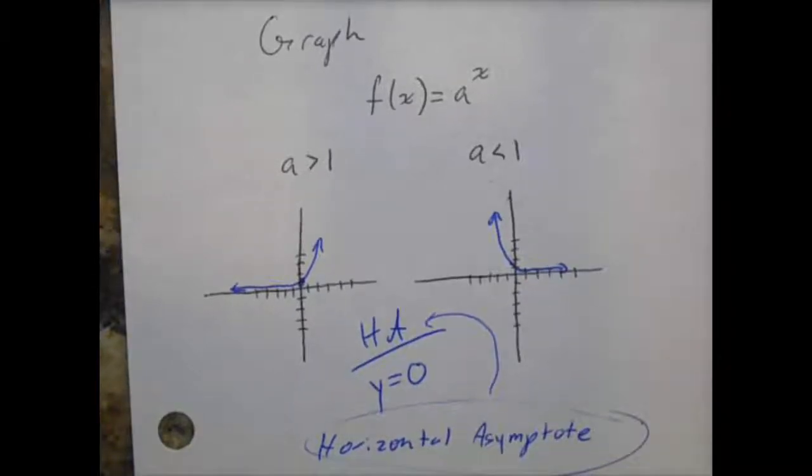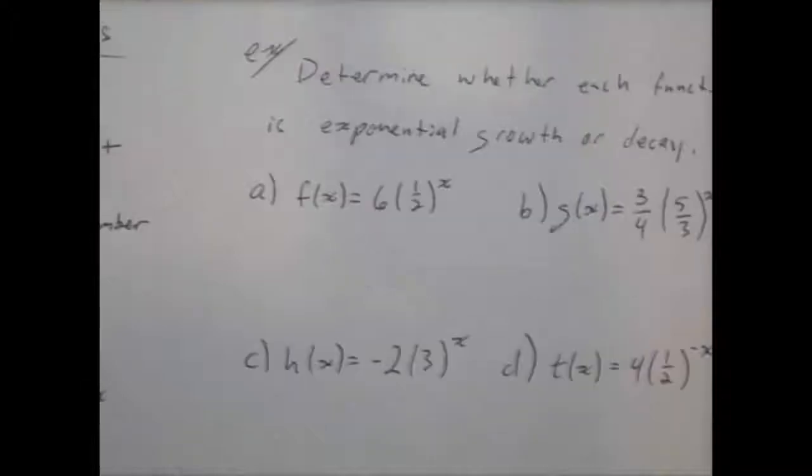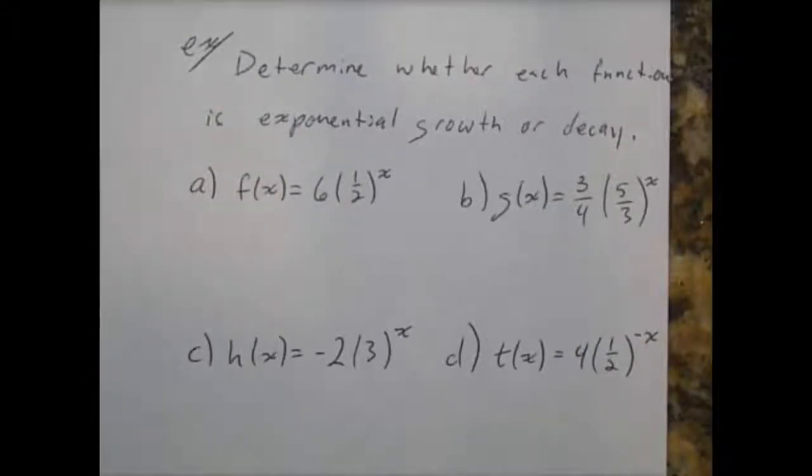Asymptote. Horizontal asymptote. An asymptote is just something that we approach. We are never going to touch it, but we're going to get closer and closer to it as it goes out forever. All right, so next thing we're going to look at says: determine whether each function is exponential growth or decay.